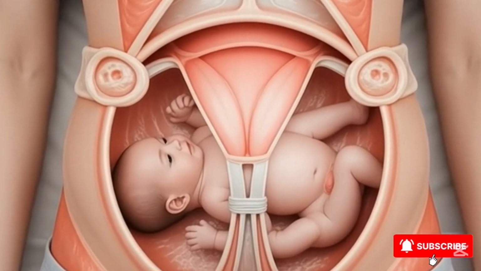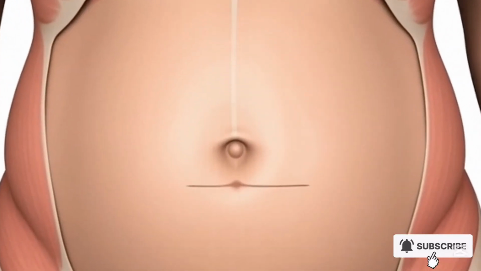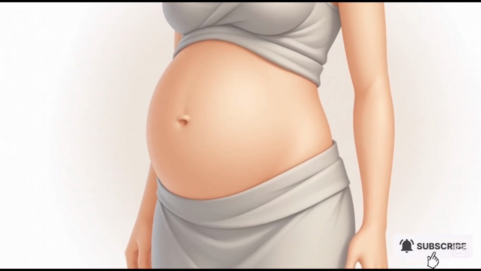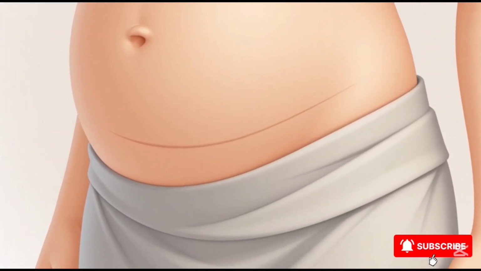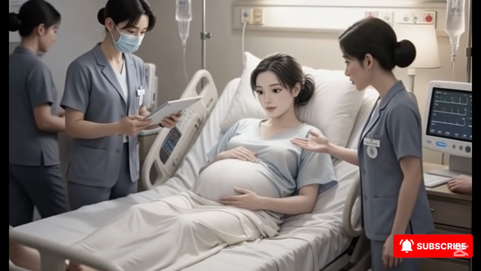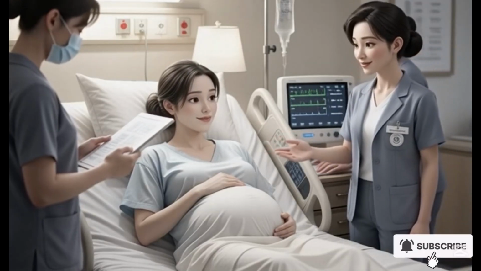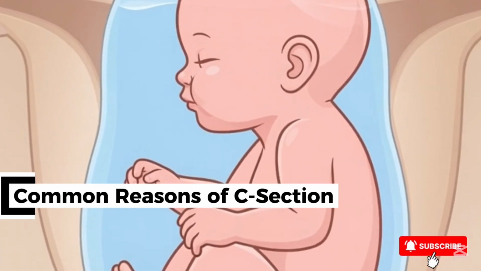A C-section is a surgical method of childbirth in which the baby is delivered through an incision in the abdominal wall. This procedure is performed by trained doctors when normal vaginal delivery is risky or not possible for the mother or baby. Common reasons for C-section.